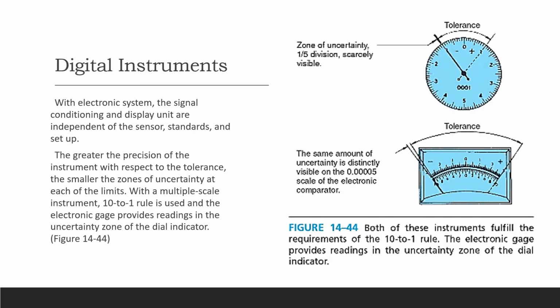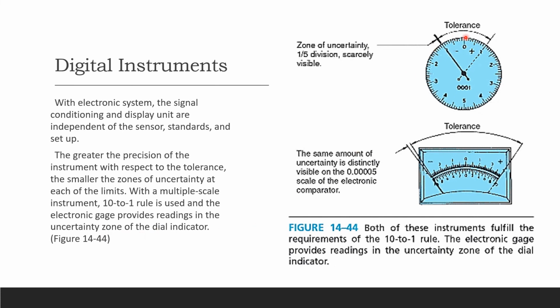Digital instruments, with an electronic system, the signal conditioning and display unit are independent of your sensor standards and setup. So the greater the precision of the instrument with respect to the tolerance, the smaller the zone of uncertainty. The greater the precision, the smaller the uncertainty zone. It makes sense. With a multiple scale instrument, the 10-to-1 rule is used. An electronic gauge provides readings in the uncertainty zone of the dial indicator.